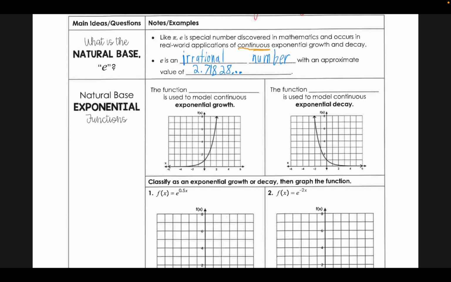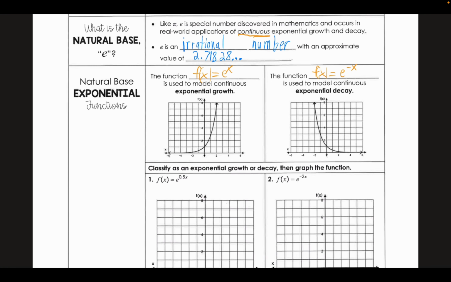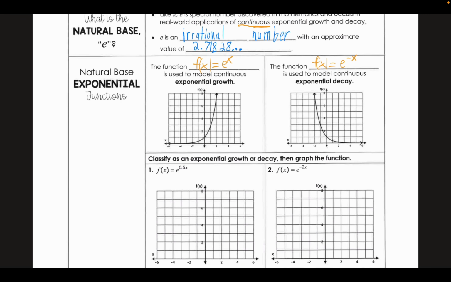So natural base exponential functions. We did exponential functions back in section 1, and now we're just going to do exponential functions with E as the base, as our B. So you remember we had B to the power of x, and so now we're going to have E to the power of x. For example, the function f of x equals E to the power of x is exponential growth, whereas the function f of x equals E to the power of negative x is exponential decay. And so that negative turns it into decay versus growth.